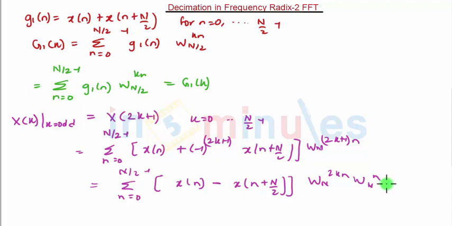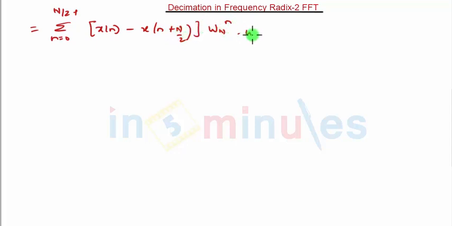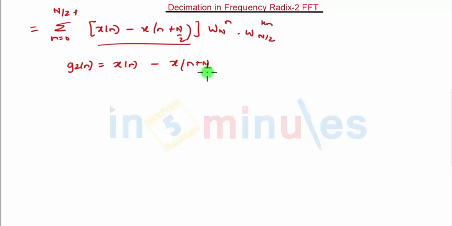Now you know that W_N raised to 2kn is equivalent to W raised to kn with capital N by 2. So we will substitute that term. That would give us summation n equal to 0 to capital N by 2 minus 1 of x of n minus x of n plus capital N by 2, that is W_N raised to n, into W_N by 2 raised to kn. Now we can see that we will substitute this term as g2 of n, that is x of n minus x of n plus capital N by 2 into W_N raised to n, for n equal to 0 to N by 2 minus 1.